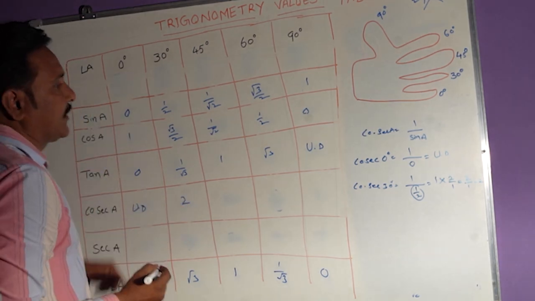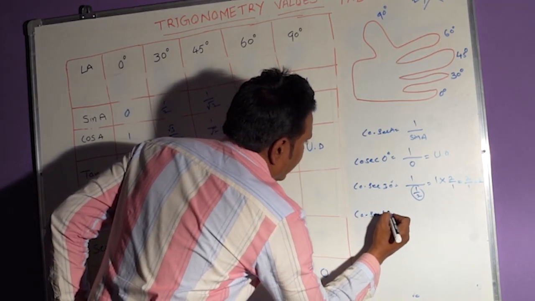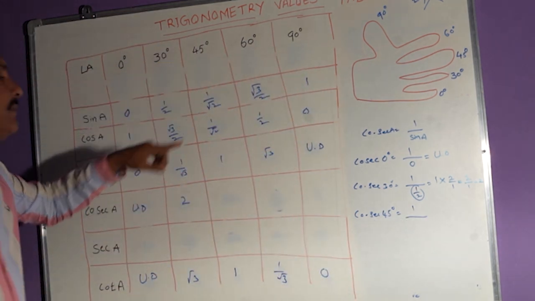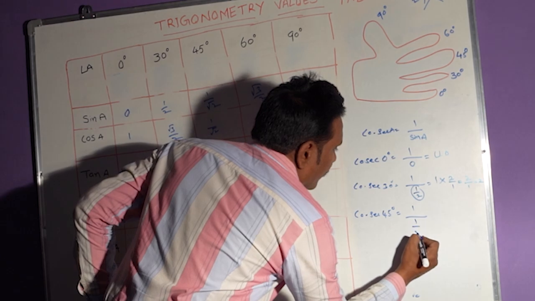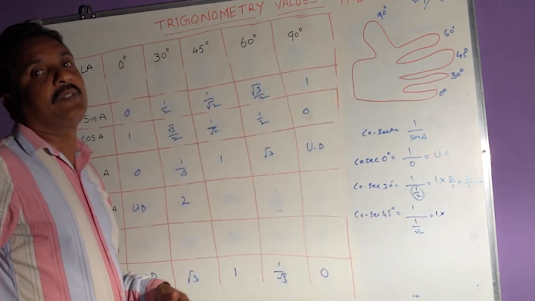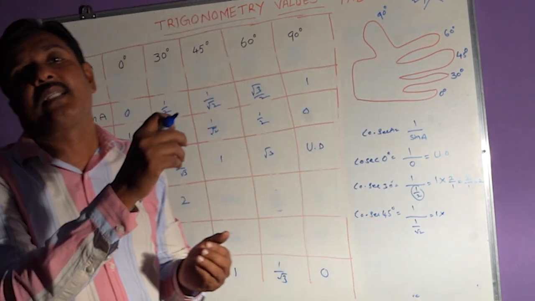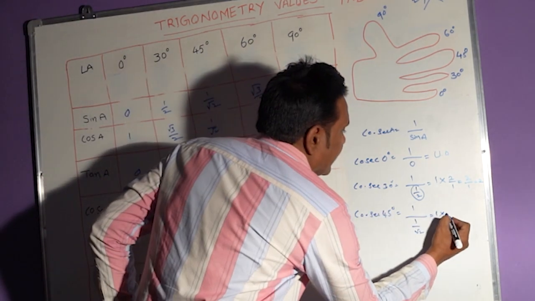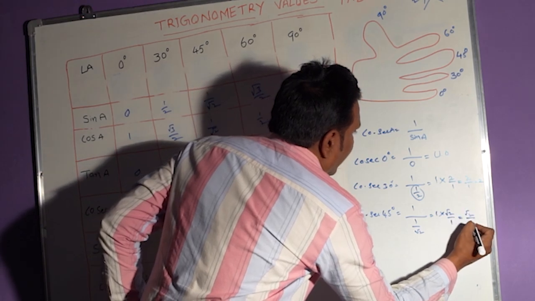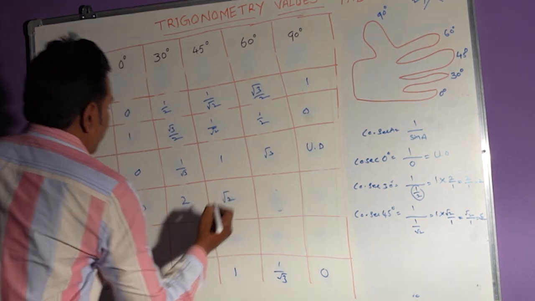Next, cosec 45 degrees. Cosec 45 degrees is equal to 1 by sine 45 degrees. Sine 45 value is 1 by root 2. Then 1 into the denominator, this 1 by root 2 value goes to the numerator side. The denominator is the numerator, the numerator is the denominator. That's why root 2 by 1. 1 into root 2, root 2 by 1 is equal to root 2. Okay, that value is root 2.